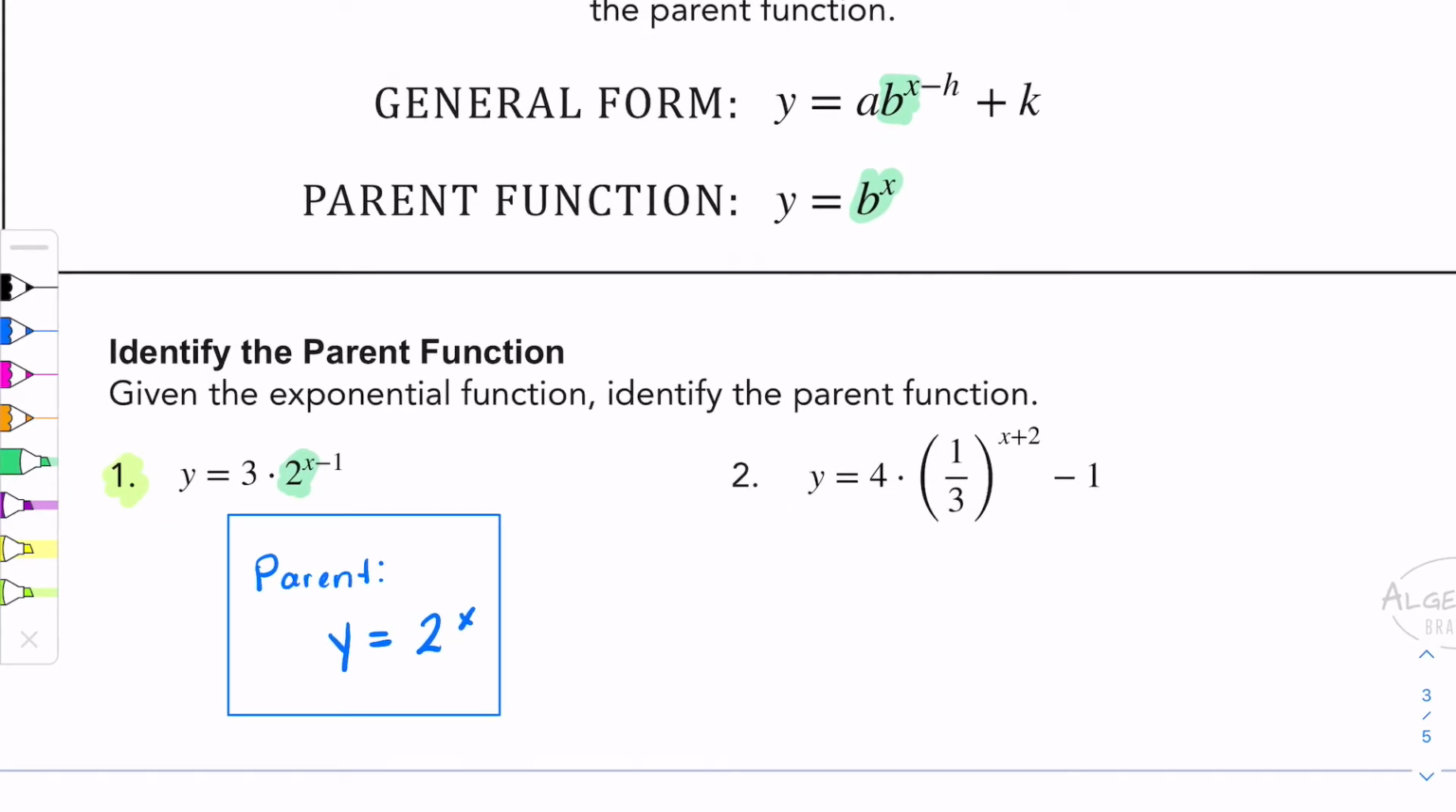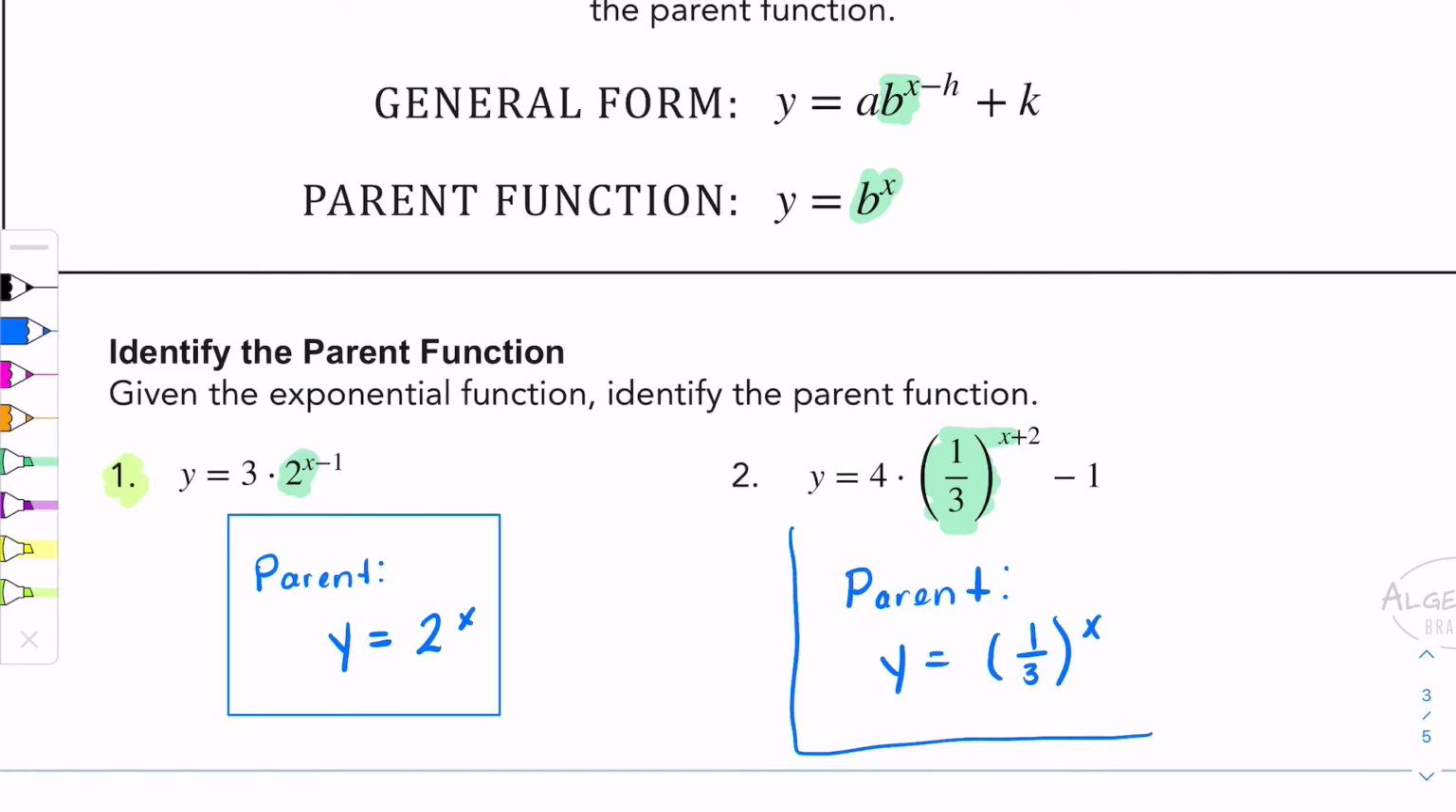Number 2 is y equals 4 times 1/3 raised to the power of x plus 2 minus 1. So we have all this other info. We have something up here in the exponent, we have minus 1. None of that is important for a parent function to be identified as 1/3 raised to the power of x. You would graph 1/3 raised to the power of x, then perform the transformations on that graph.